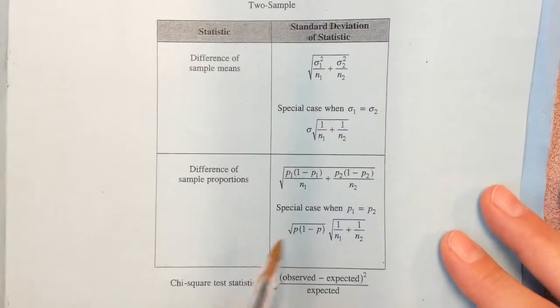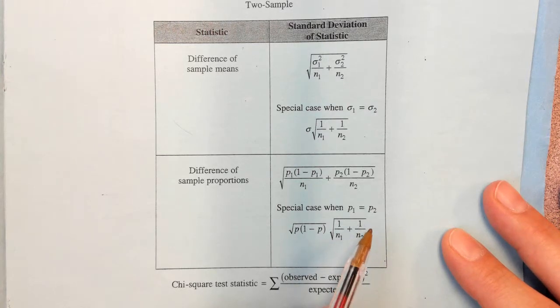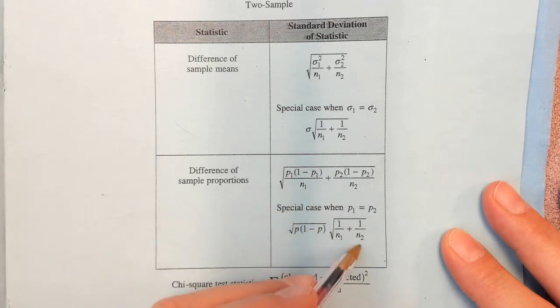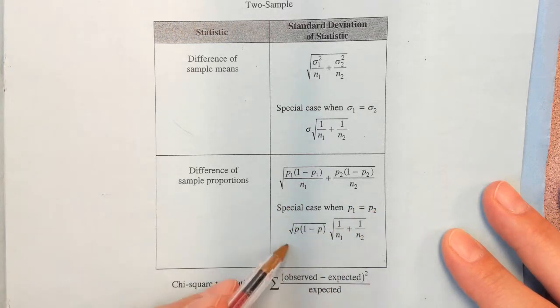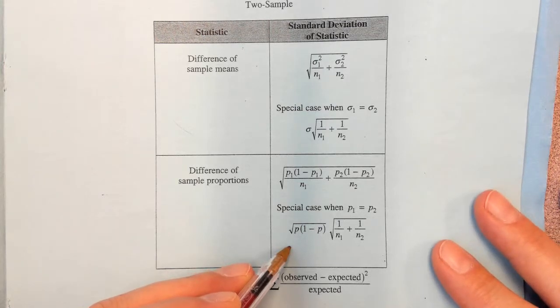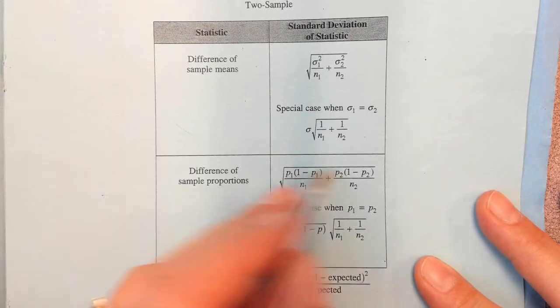And we're going to mark out the special case when P1 equals P2. You will never need that one for the AP exam. Put an X through that one, the special case, so that it won't confuse you. I don't even know why they put it in there. But they do two-sample P stuff like 3 out of the past 5 years they've made you do one, and you don't need that one. You just need this one up here.